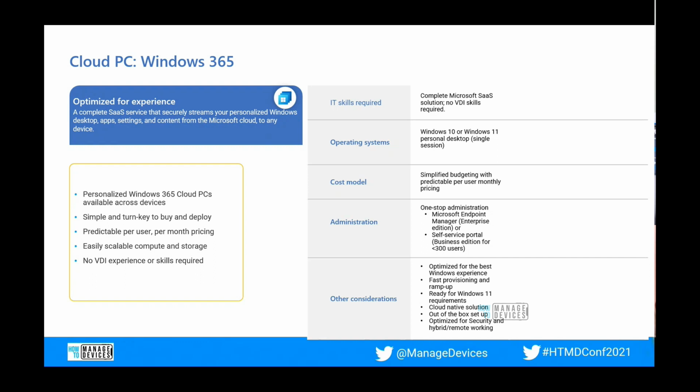Finally, when it comes to administration, it can be managed either from the Microsoft Intune portal, or you can use the self-service portal, which is for the Windows 365 Business Edition. The Enterprise edition can be managed from the Microsoft Intune portal, and you can also leverage the Microsoft 365 Admin Center for basic administration and license management for Business.